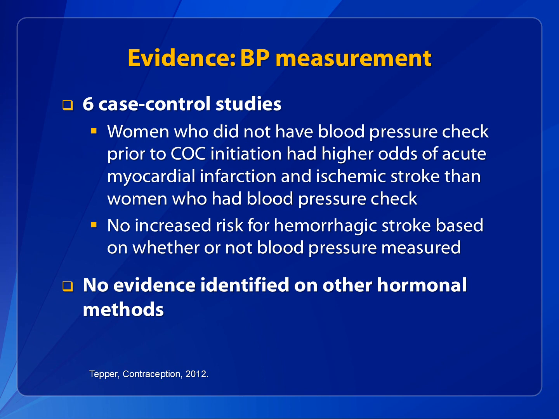The evidence behind the recommendation for blood pressure measurement prior to starting combined hormonal contraception is based on 6 case control studies discussed in a systematic review by Dr. Tepper. These studies showed that women who did not have a blood pressure check prior to initiating combined oral contraception had higher odds of acute myocardial infarction and ischemic stroke than women who had their blood pressure checked. There was no increased odds of hemorrhagic stroke. No evidence was identified for other hormonal methods and blood pressure measurement.